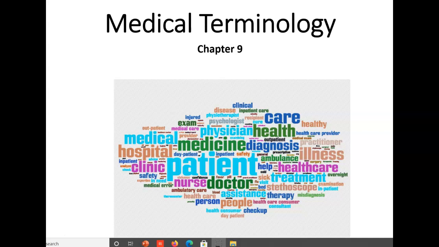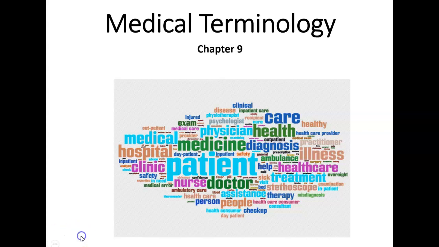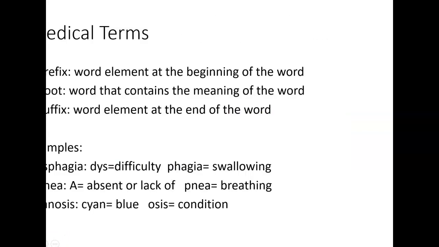Now, when we're communicating with our resident, remember, we always want to use the most correct terminology that we can that they will understand. So when we're looking at medical terminology, we'll start with a couple of basic rules. The prefix of a word is the word element at the beginning of the word. An example, DYS in front of a word means difficulty. The root of the word is a word that contains the meaning. So phasia means swallowing. If we put difficulty, the DYS, in front of the phasia, it becomes difficulty swallowing.